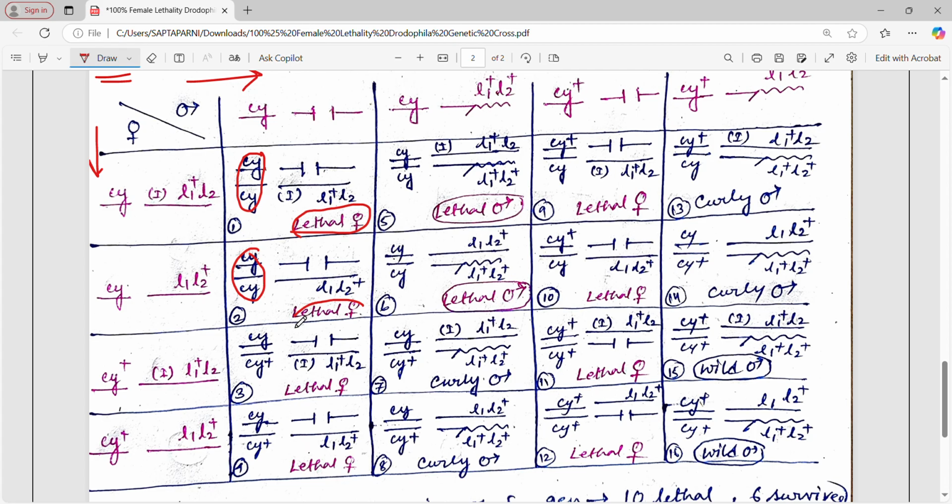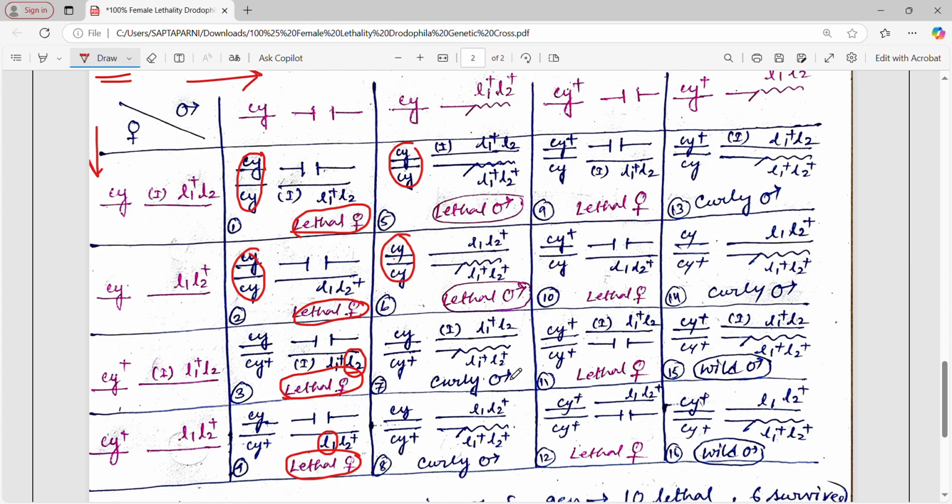Then this is carrying CY plus, so it should be a Curly female as it is carrying two X chromosomes. But though L1 plus is present here, L2 plus is absent, so due to the absence of L2 plus, it is a lethal female. Next, similarly, due to the absence of L1 plus, it is a lethal female. Next, this is a lethal male due to the presence of CY here. Then this is also a lethal male due to the presence of CY here. Then it could be a Curly male, and it is a Curly male.